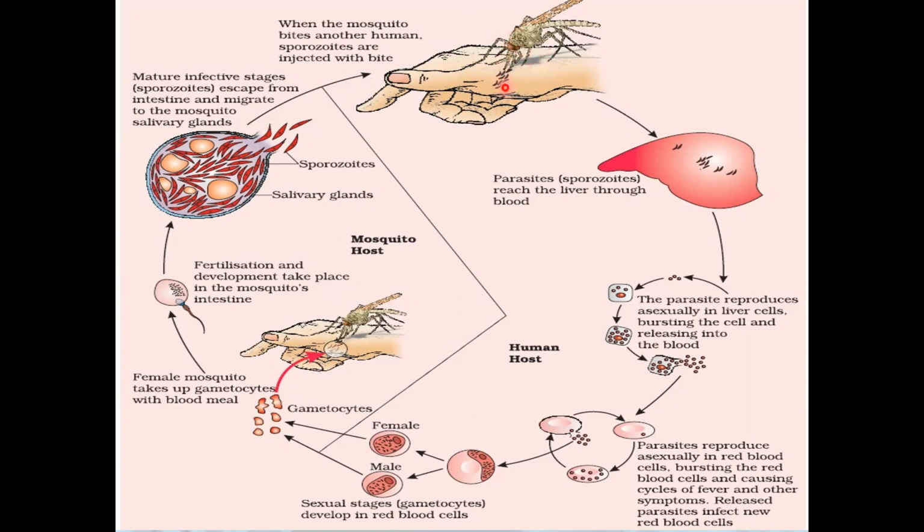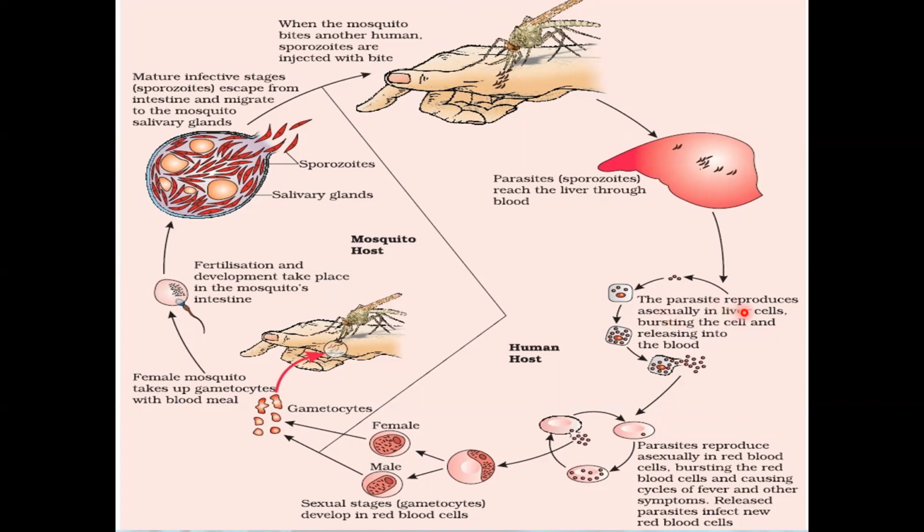Sporozoites will be released inside the human. Now, these sporozoites will reach the liver because the mosquito is sucking the blood. So, this will go to the blood. From blood, it will reach the liver. Now, inside the liver, this will reproduce asexually because these are spores. That means asexual reproduction will go on here.